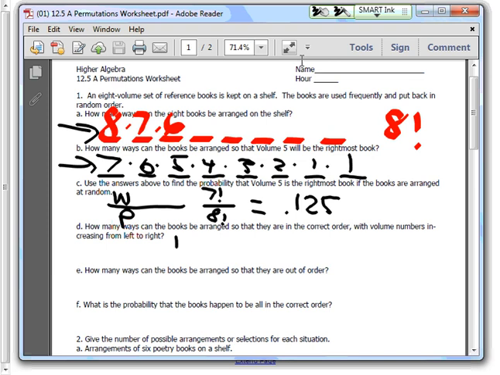How many ways can the books be arranged so that they are out of order? How many total ways are there? That really big number, right? 8 factorial. Minus the one way where they're in order.